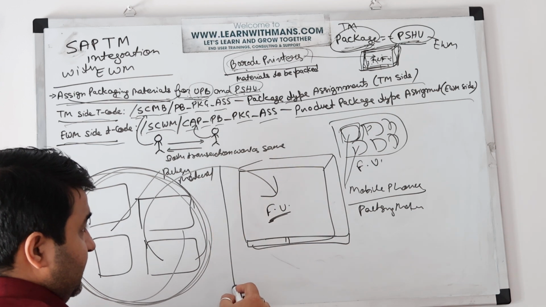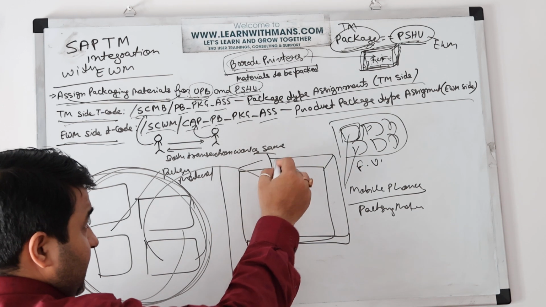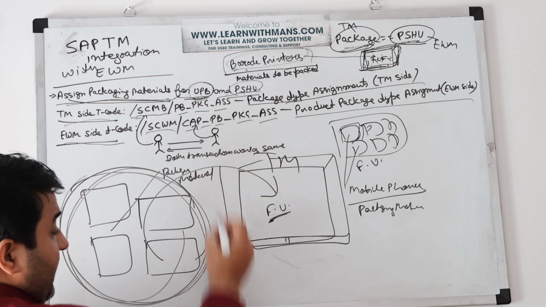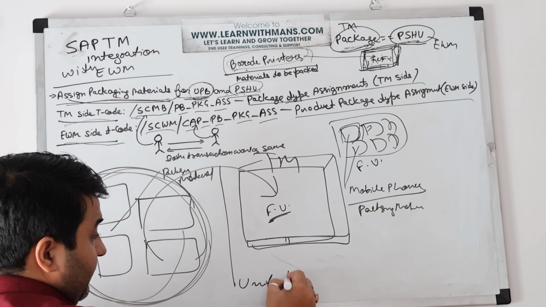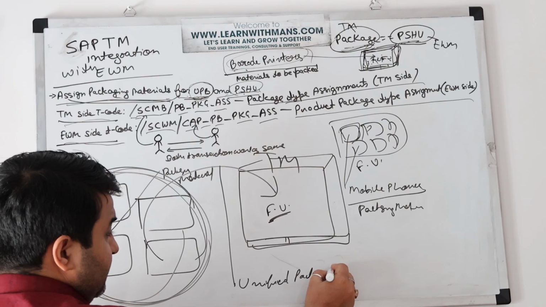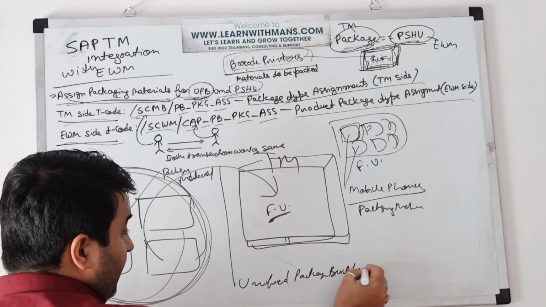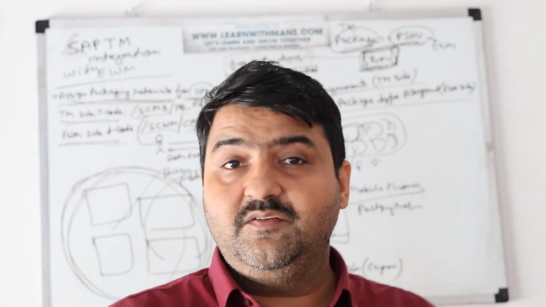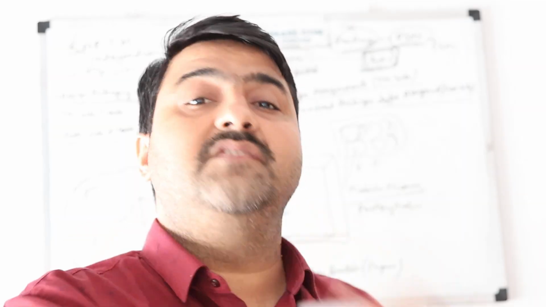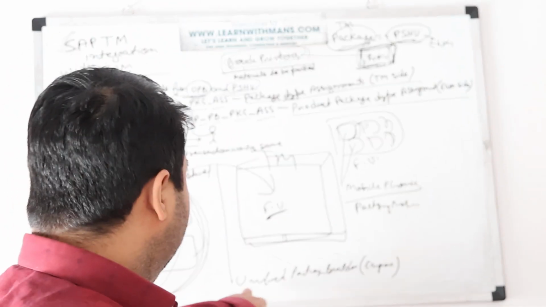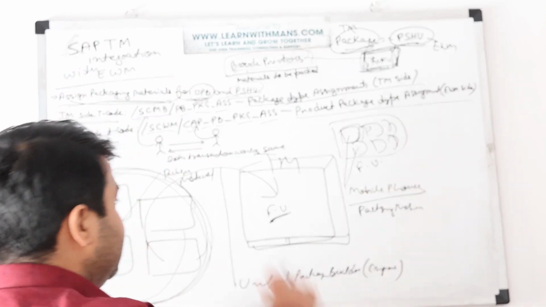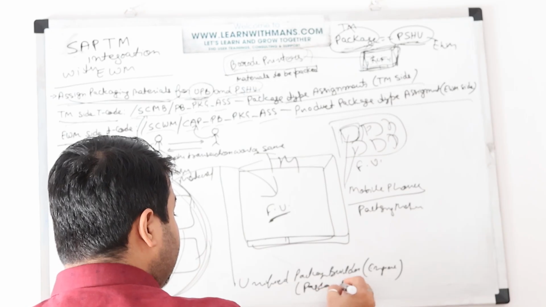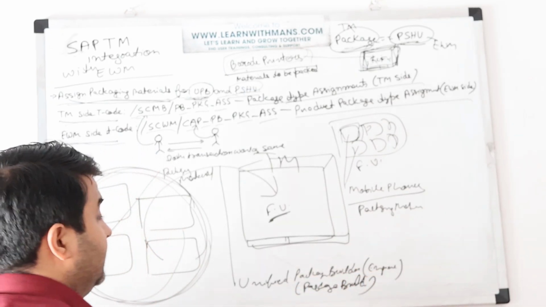We need to tell this to the system, the freight unit on the TM side, okay. Who helps us? We have a few transaction codes, the unified package builder, or we call it engine. Like in the wave management I explained to you, right? The wave engine sends the instruction to trigger the waves for outbound delivery. We have something similar here, the unified package builder.